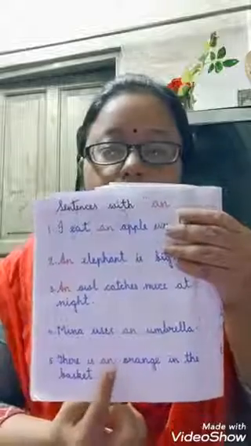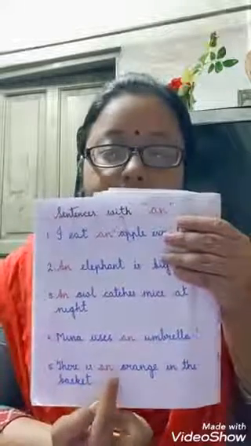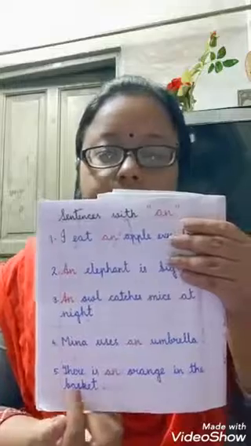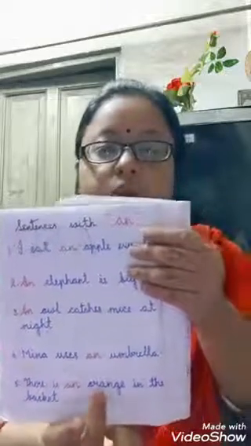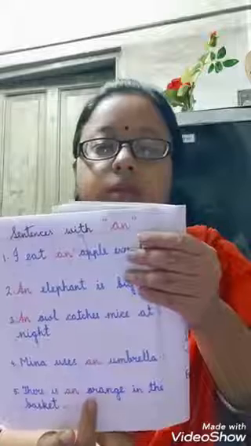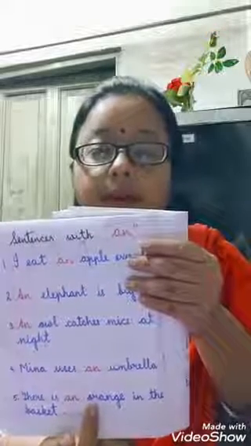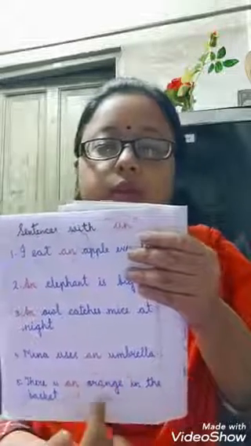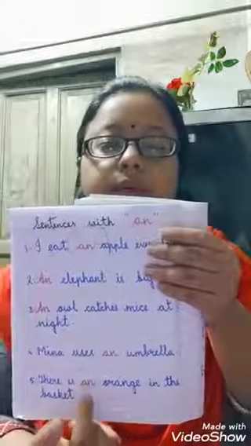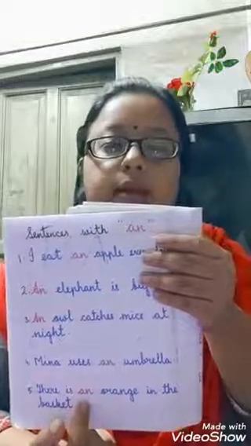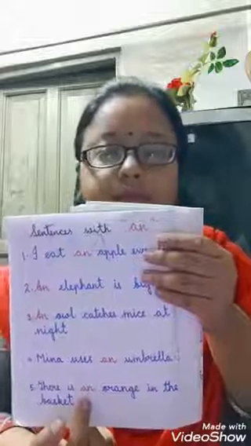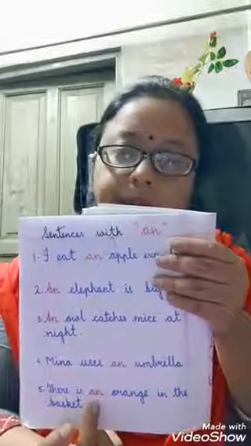So there is an orange in the basket. Orange, it starts with O, and we are talking about only one orange, so we have written an before it. Clear? Okay. So I have shown you when to use an.